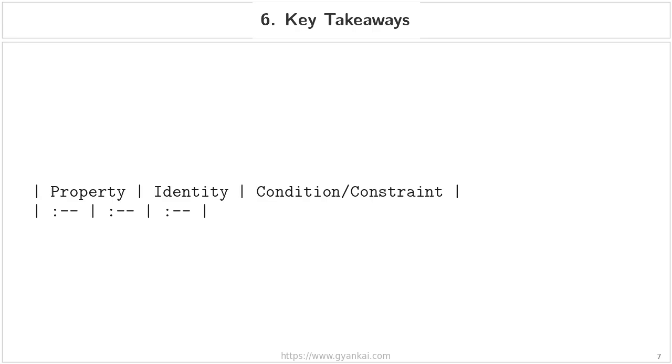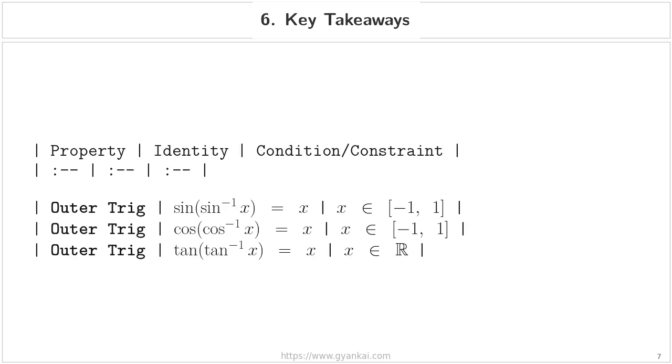6. Key takeaways. To wrap up our lesson, let's look at this summary table, which consolidates everything we have discussed regarding the cancellation properties of inverse trigonometric functions. First, let's examine the top 3 rows, where the trigonometric function is the outer function. As we noted in our earlier slides, these cases are generally more straightforward because we only need to ensure that the input is within the valid domain of the inner inverse function.